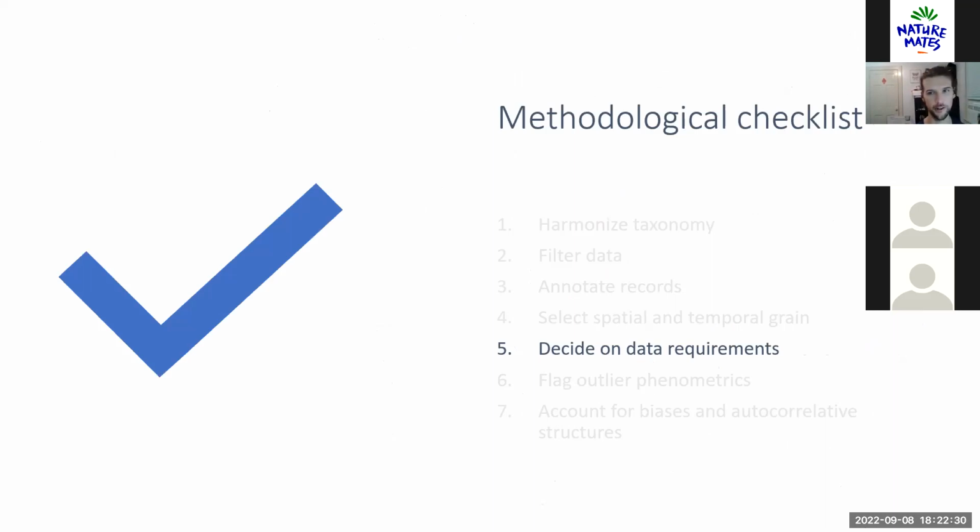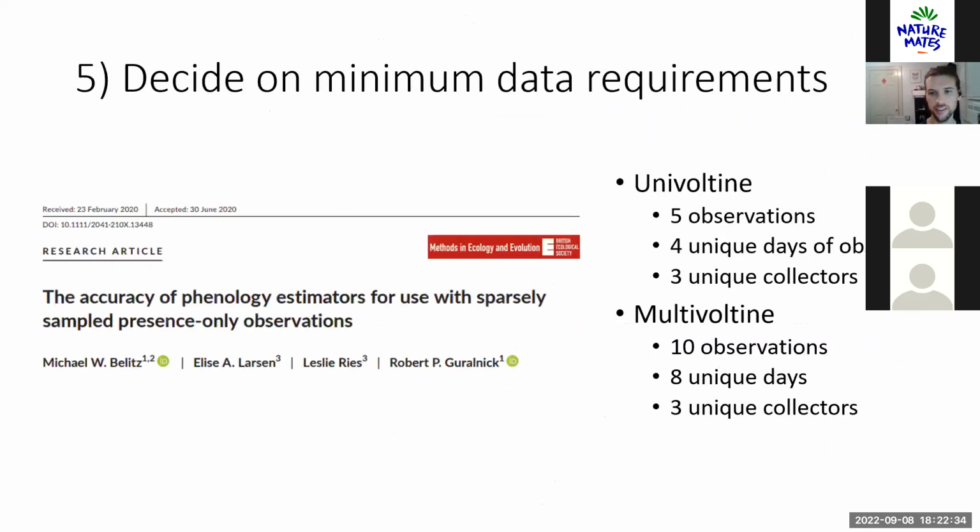Deciding on data requirements is a challenge that is still open in the literature. Deciding on minimum data requirements that are necessary for fitting phenometrics is also a key trade-off between number of estimates versus their reliability.